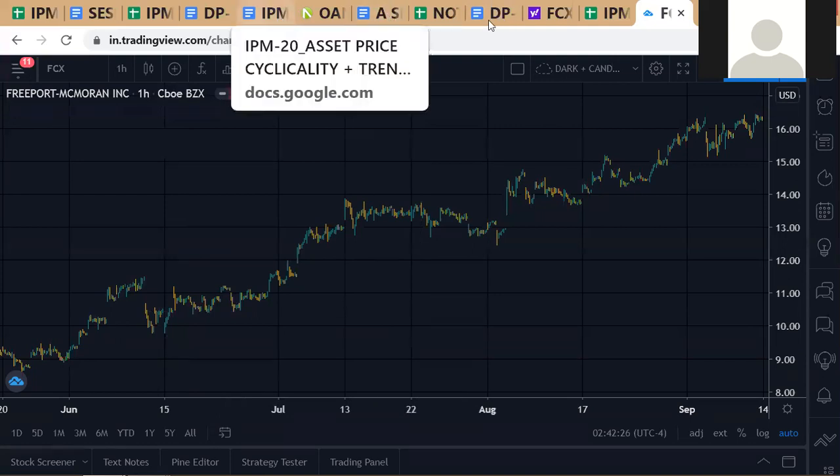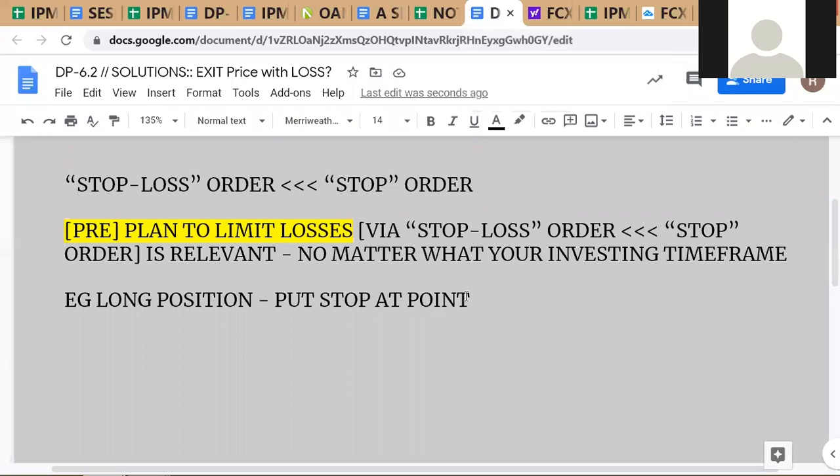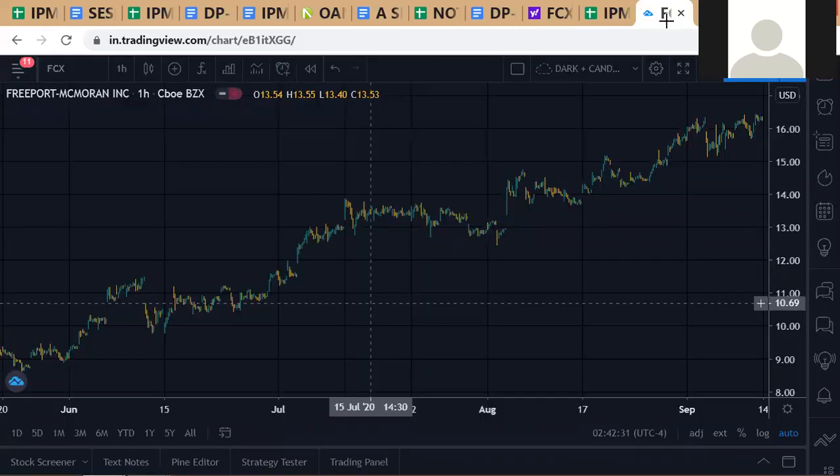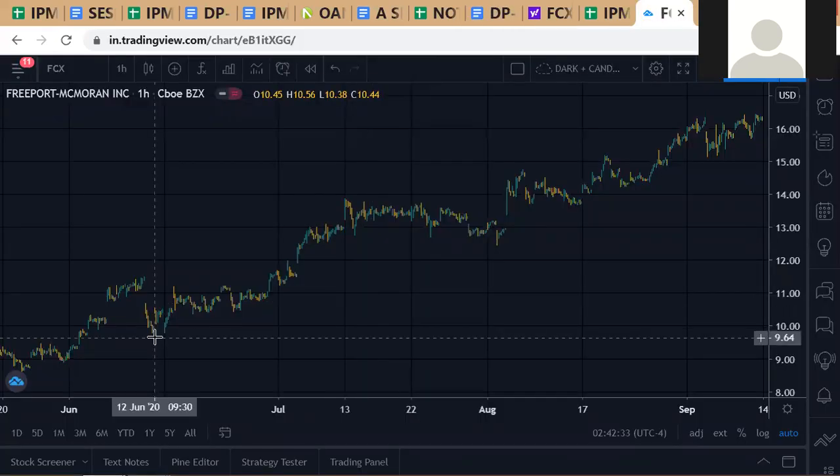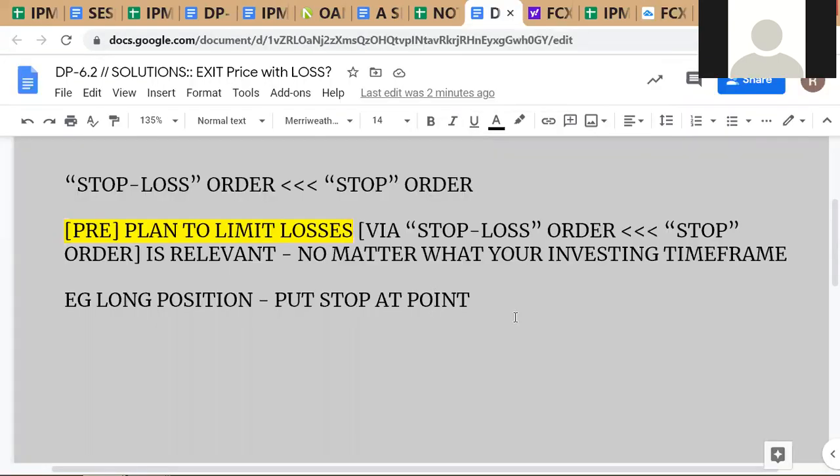Put a stop at point. When I say put a stop at this point, actually this point is 9.7, but strictly speaking, what he will do is just below this point. So when I say at point, it's just below.